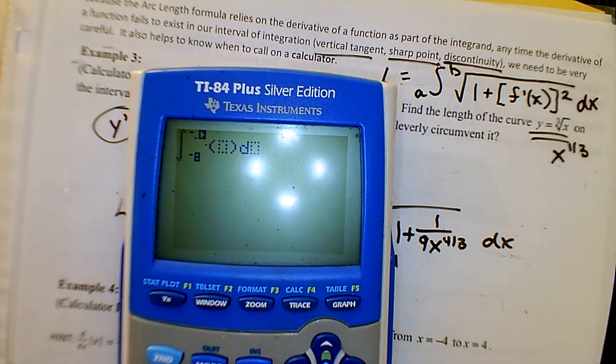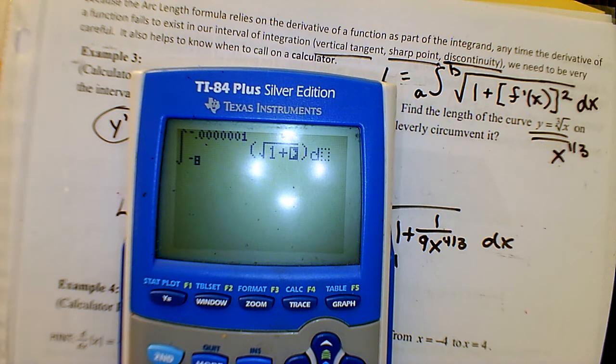1, 2, 3, 4, 5, 6. And then we're going to type in our function, square root of 1 plus. Now, your squared derivative is a fraction, so make sure you put the denominator of that fraction in parentheses. Okay, so we're going to need 9x to the 4/3 in parentheses, and then arrow over so you can fill in your dx. So that's your first integral. You could do one at a time and then add the values together, or you could just type in the next one.